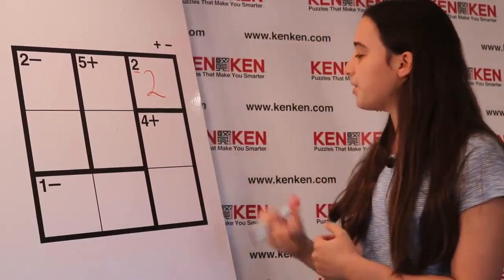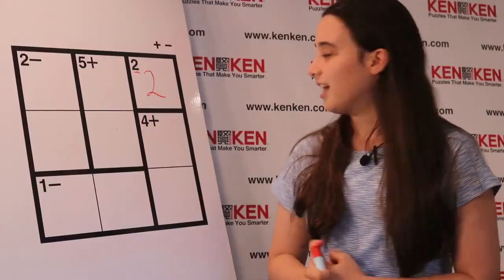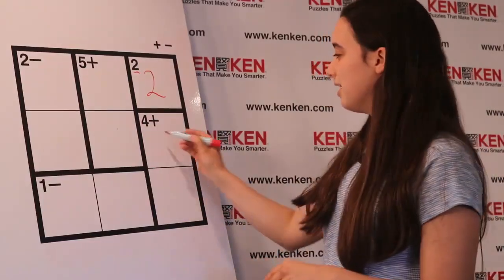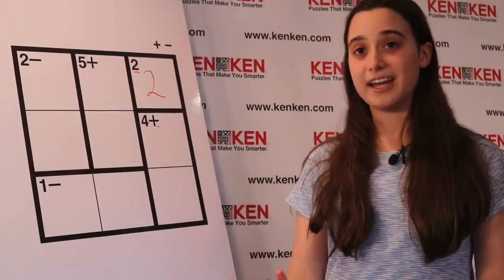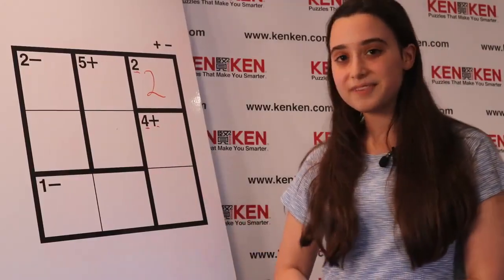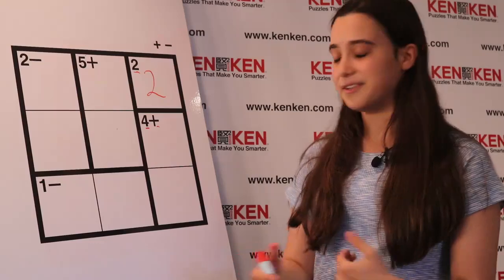And then when you do see an operation, it means that there have to be two numbers that add, subtract, multiply, or divide to your target number, which will be the number to the left of the operation. And that's the number you're trying to get to.